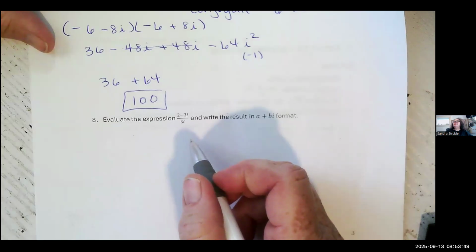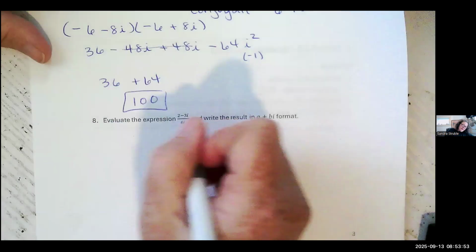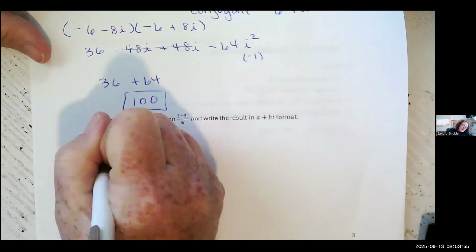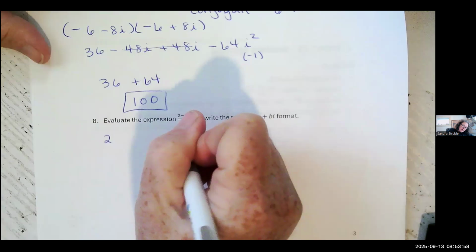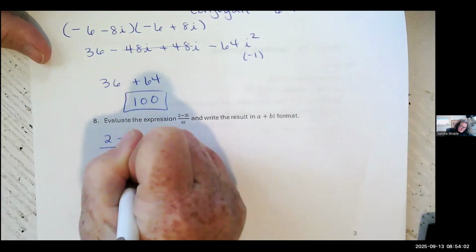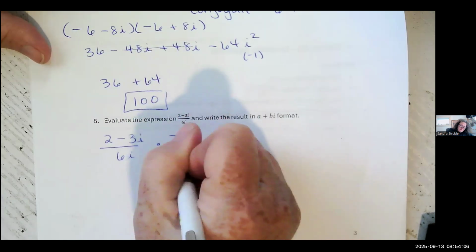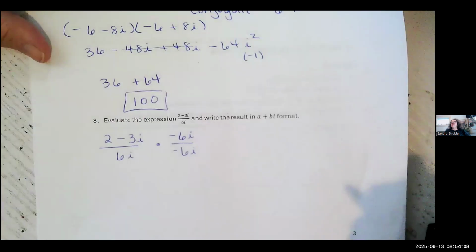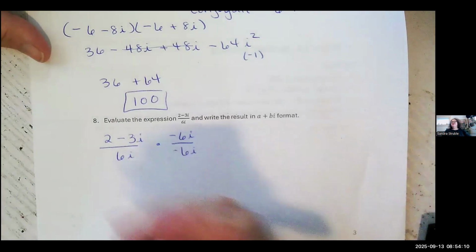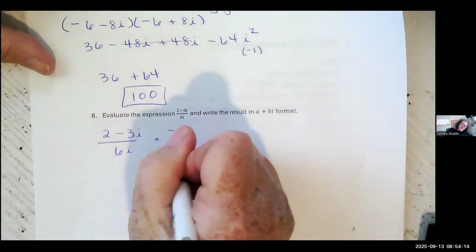Evaluate the expression (2 minus 3i) over 6i and write in a plus bi form. Okay, so we need to get rid of the i in the denominator. To do that, you just always multiply by the complex conjugate. The complex conjugate is -6i, and -6i over -6i is 1. So we're just multiplying the whole thing by 1. We're not changing anything. We're just rationalizing our denominator.